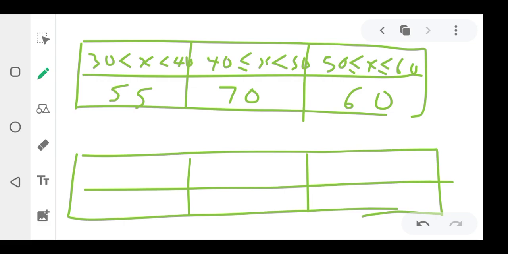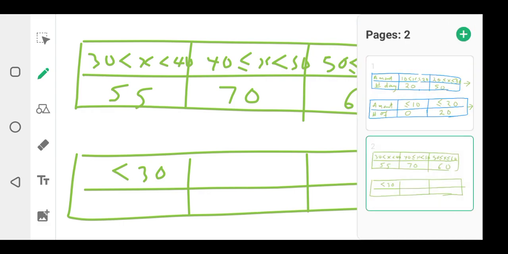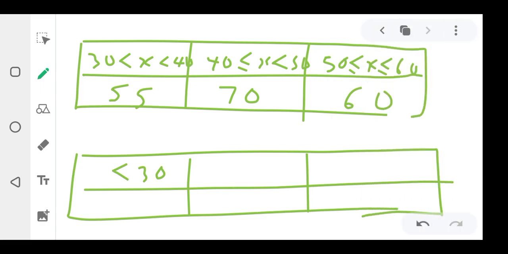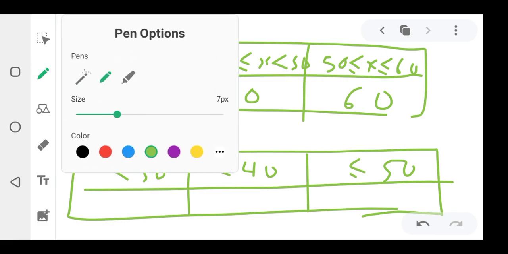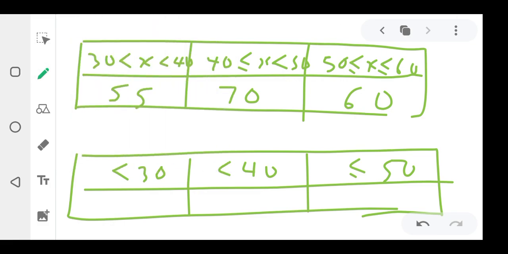Same thing down there. They can say greater than 30. Okay, let me see. Yeah, greater than 30, greater than 30, greater than 40, greater than 50.